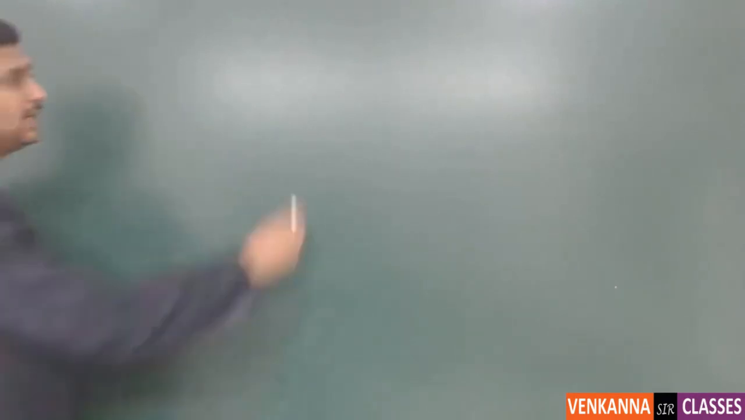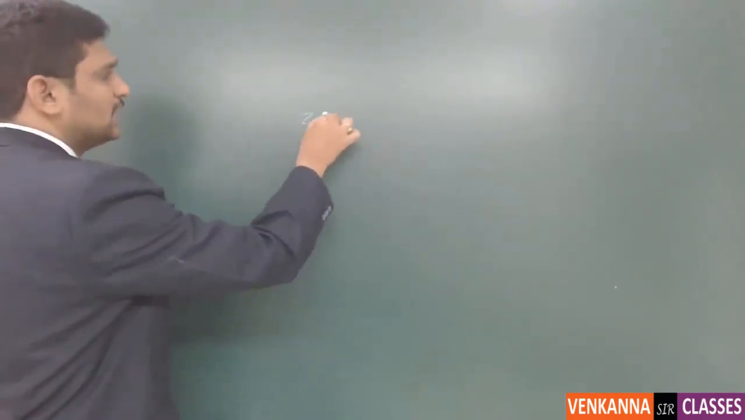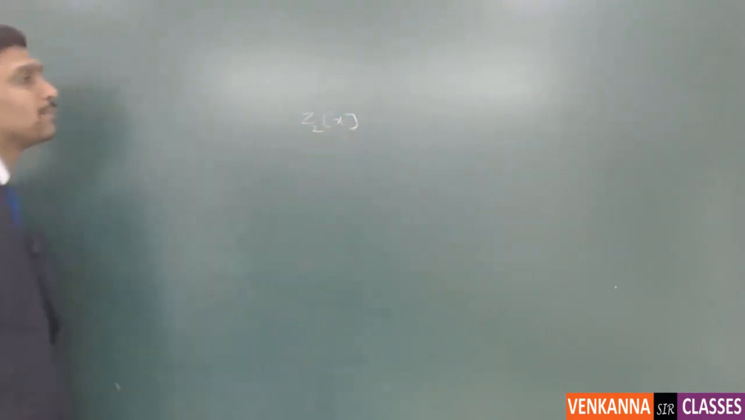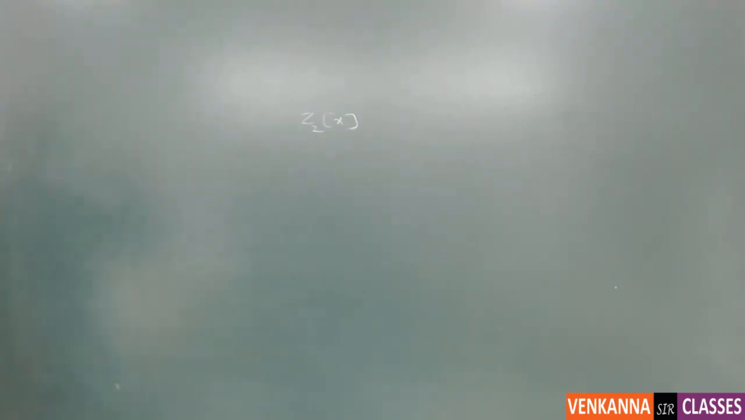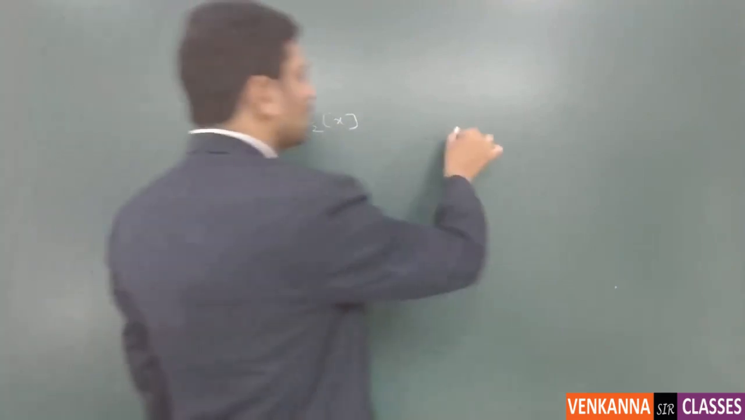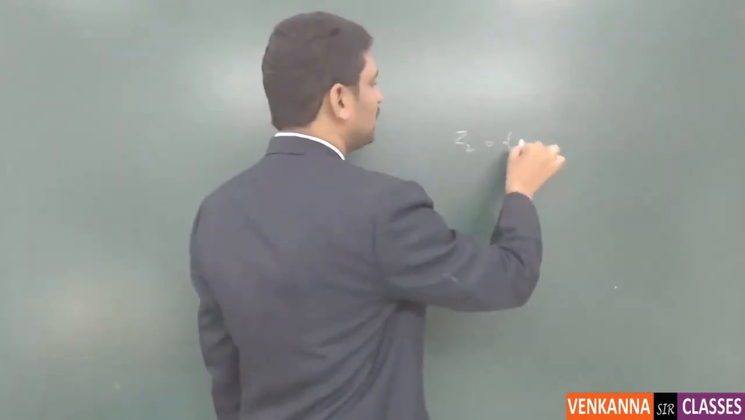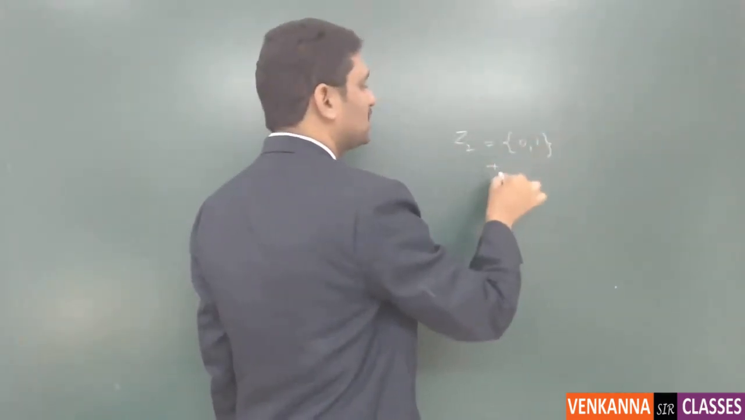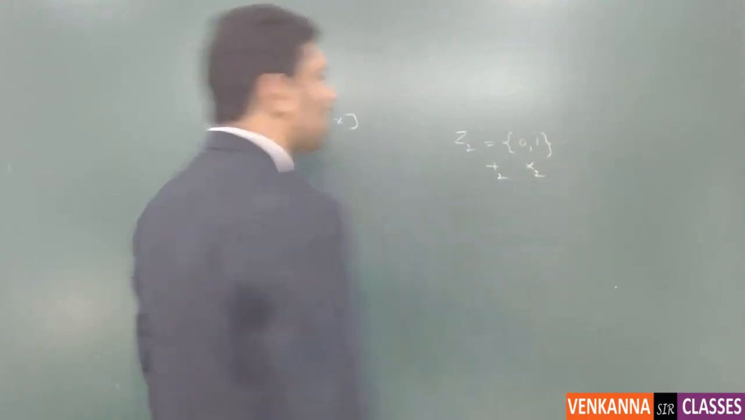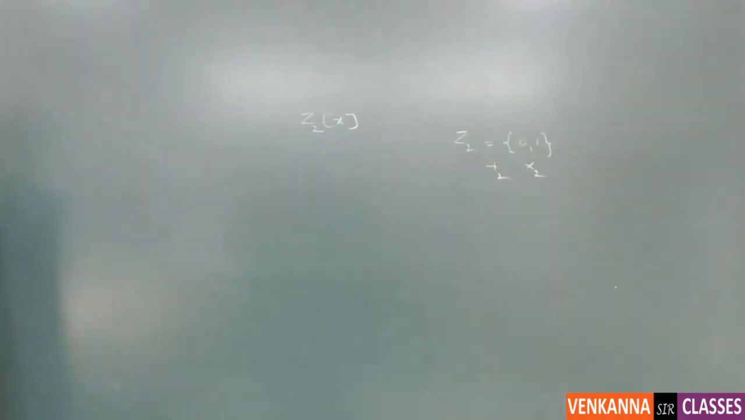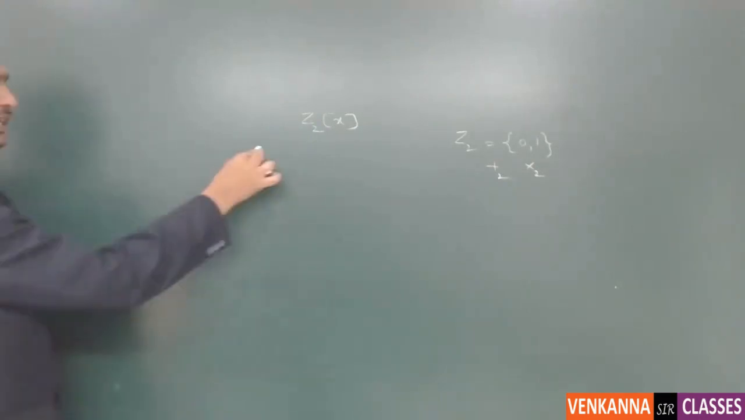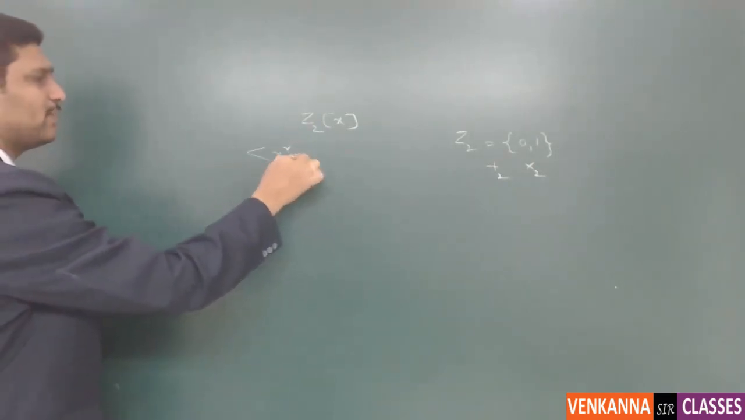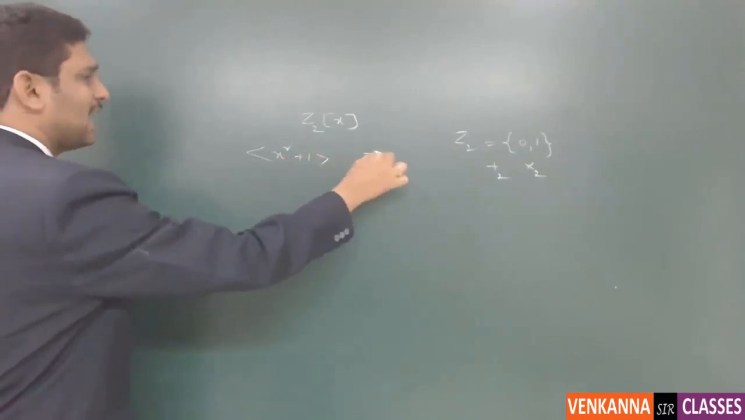So similar kind of problem, let us take one more. Let us take the ring Z2 of x. So I am writing all the polynomials with coefficients 0 and 1 only, because Z2 is nothing but 0, 1. The operations are addition modulo 2 and multiplication modulo 2. So you consider the ideal generated by x square plus 1. This is the ideal I have taken.